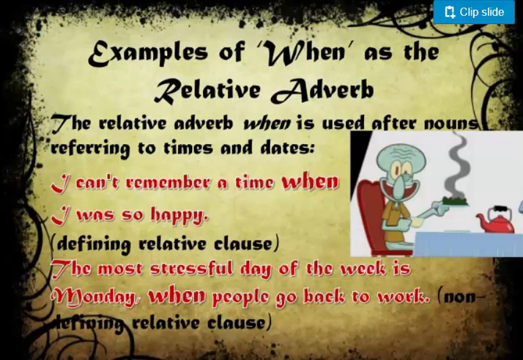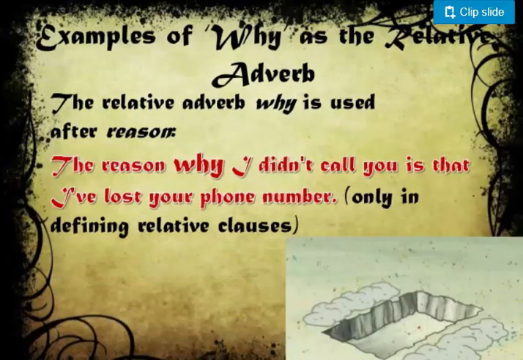I can't remember a time when I was so happy. So it is the relative clause when I was so happy. It is information which is important for our sentence to convey the proper meaning. The most stressful day of the week is Monday, when people go back to work. Yes, everyone knows that Monday is a working day. So there is extra information which is included in the non-defining relative clause.